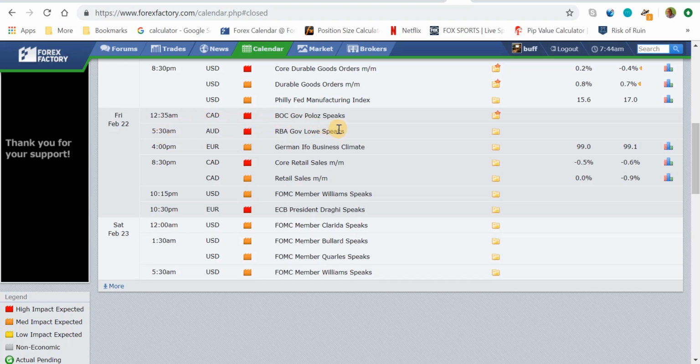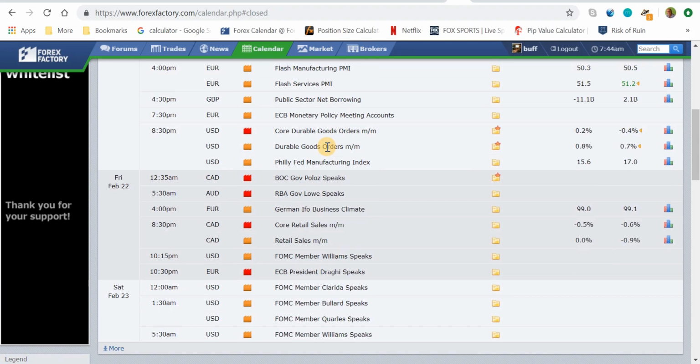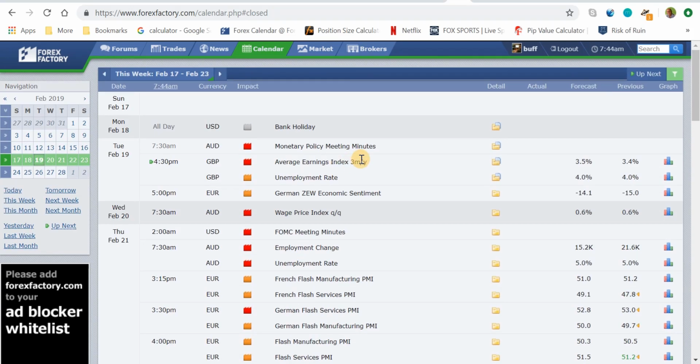Look at this, all these people speaking, having their say. Look at all the speakers there, all speeches. Draghi speaks, the European Central Bank, so he can move a market, that boy. Core retail sales out of Canada on Friday. So it's not really a great deal of news, but just be aware of it as usual.